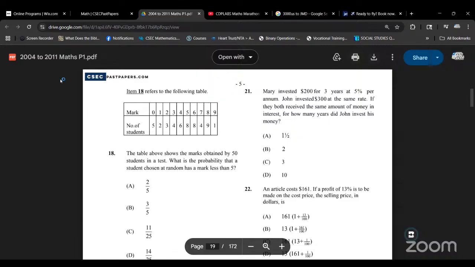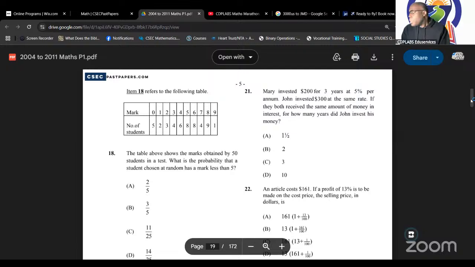Mary invests $200 for 3 years at 5% per annum. John invests $300 at the same rate. If they both receive the same amount of money in interest, for how many years did John invest his money? Take me through that question.